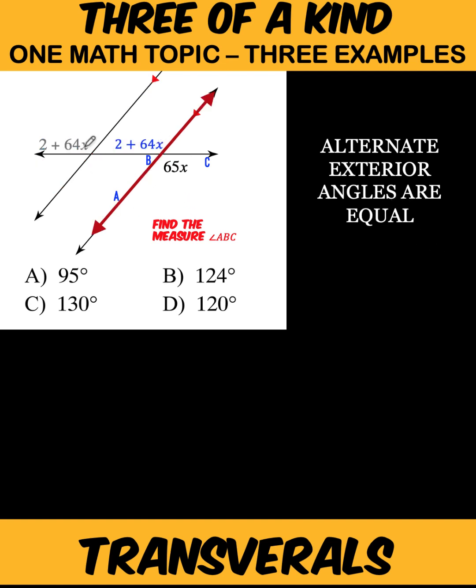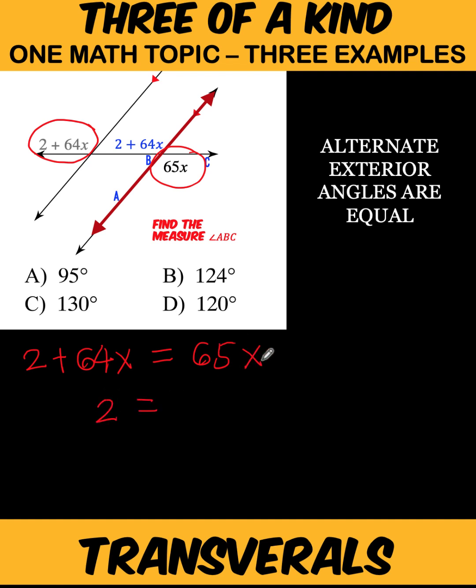So to solve now this problem, we take these two alternate exterior angles and equate them. So the equation is 2 plus 64x equals 65x. Then we subtract 64x from both sides to get 2 at the left, but at the right is 65x minus 64x, which is 1x. And therefore x is equal to 2. Then, to find out the measure of angle ABC, we have here 65x, where x is equal to 2. So 65 times 2 is 130. And the answer is letter C.